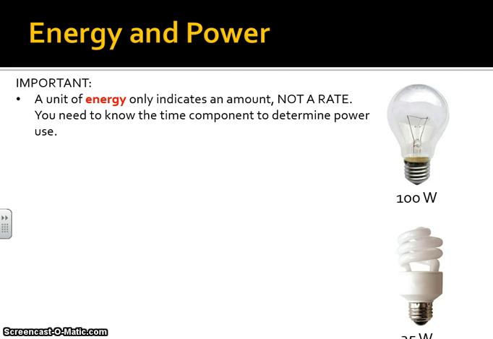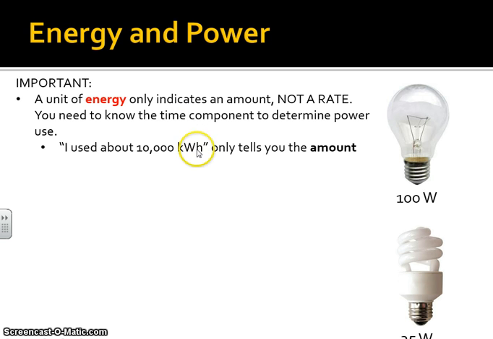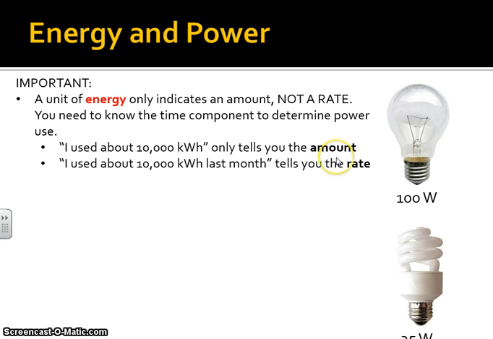This is the last thing. The really important thing is that energy only indicates an amount, not a rate. Energy is an amount. Power is a rate. So you need to know the time component to determine the power use. If I say I used about 10,000 kilowatt hours, what does that tell me? That only tells me the amount of energy I used. If I say I used about 10,000 kilowatt hours last month, that tells me the rate. So that's effectively a power unit.